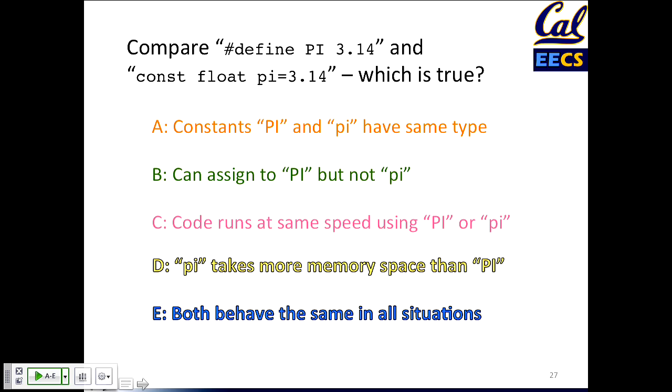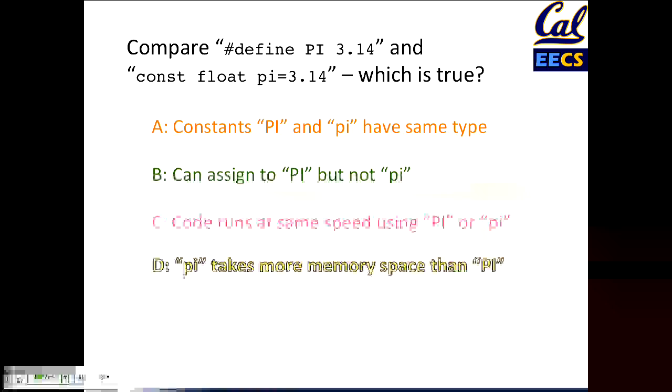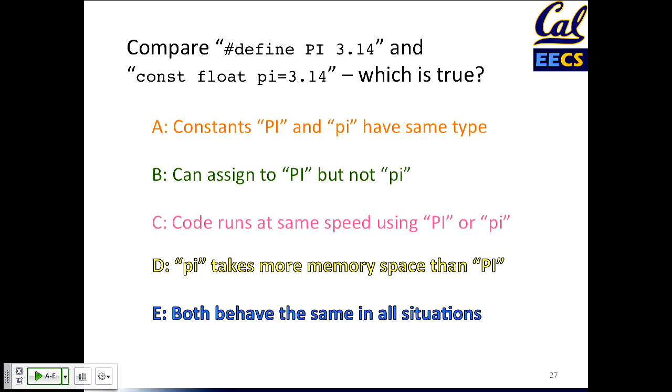So option A, constants PI, uppercase, and pi, lowercase, of the same type. Well, what's the type of the hash defined? What type will the compiler think that has? So what happens when it hits hash define PI 3.14, then it sees PI in the code somehow? What does the preprocessor do? It just inserts the digits 3.14. So the compiler just sees 3.14. What type does that have? It's actually a double, it's C rules.